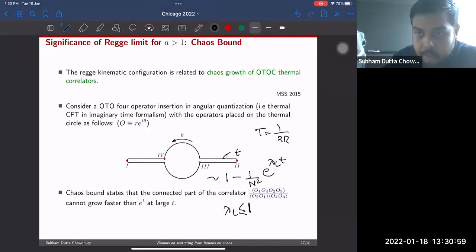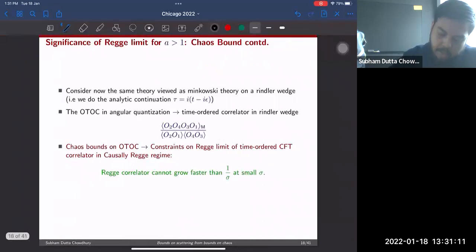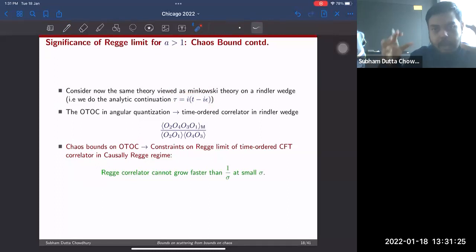Now, how is this related to a Minkowski CFT? You can consider the same correlator, but in Minkowski space on a Rindler wedge. The way to do this is that you make an analytic continuation, tau Euclidean goes to i t, and you get a Minkowskian correlator, a zero temperature Minkowski correlator on the Rindler wedge. It turns out that if you do your algebra correctly, the OTOC in angular quantization becomes a time ordered Minkowski correlator on the Rindler wedge.